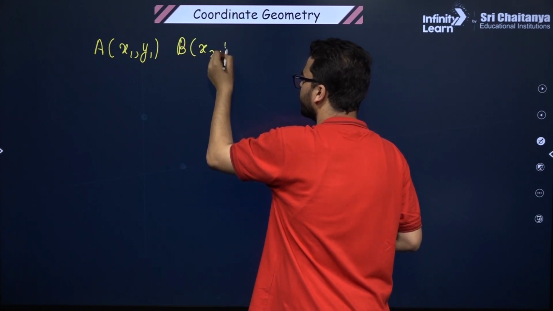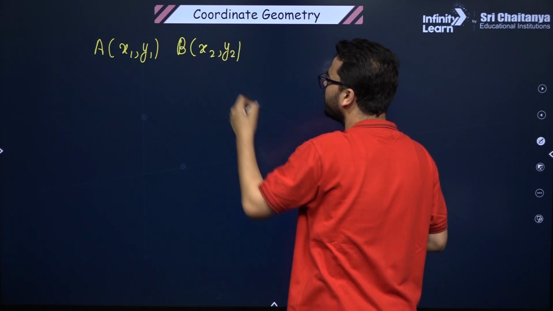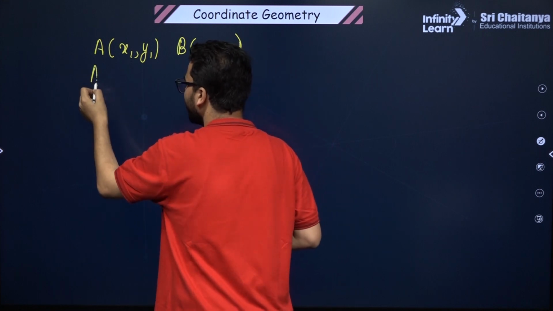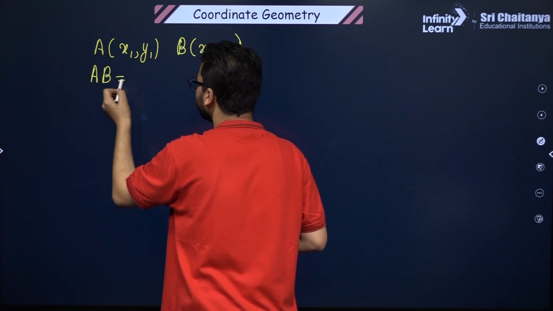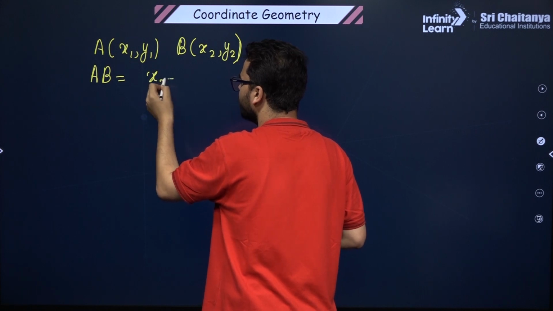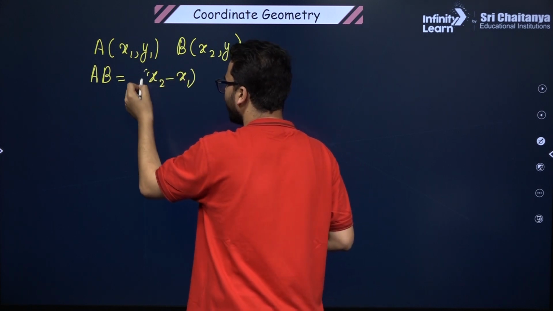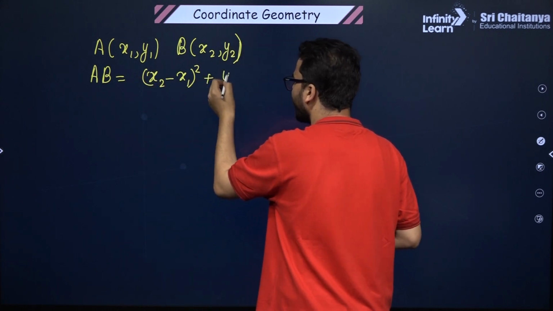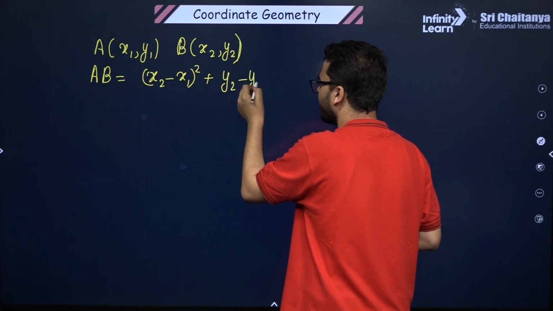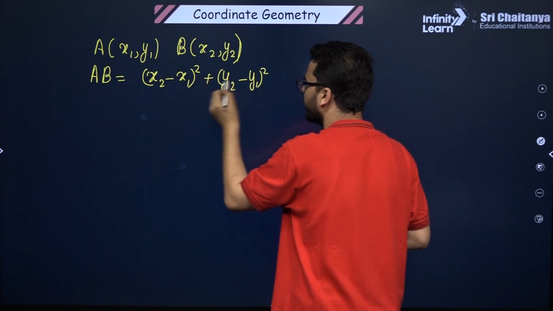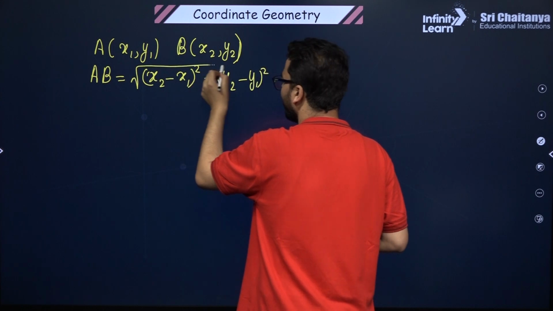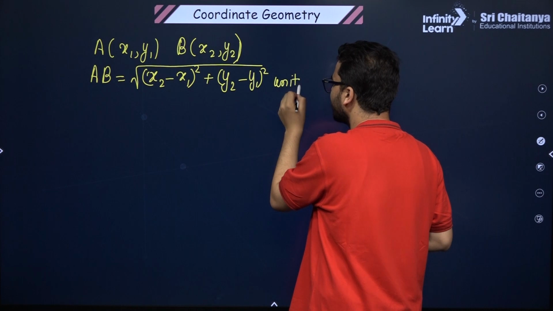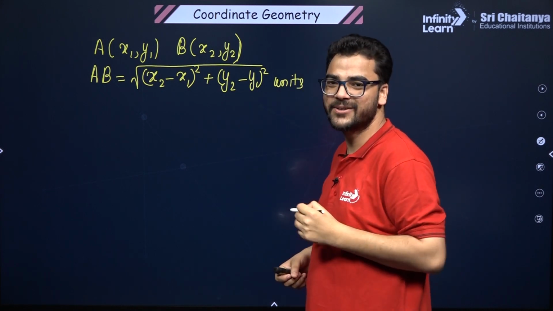x2 y2. And you have to find the distance between these points. The distance between these points will be AB. So AB is equal to square root of x2 minus x1 the whole square plus y2 minus y1 the whole square, right? This is the formula to find the distance between 2 points, and obviously some units is there. I hope that is okay.